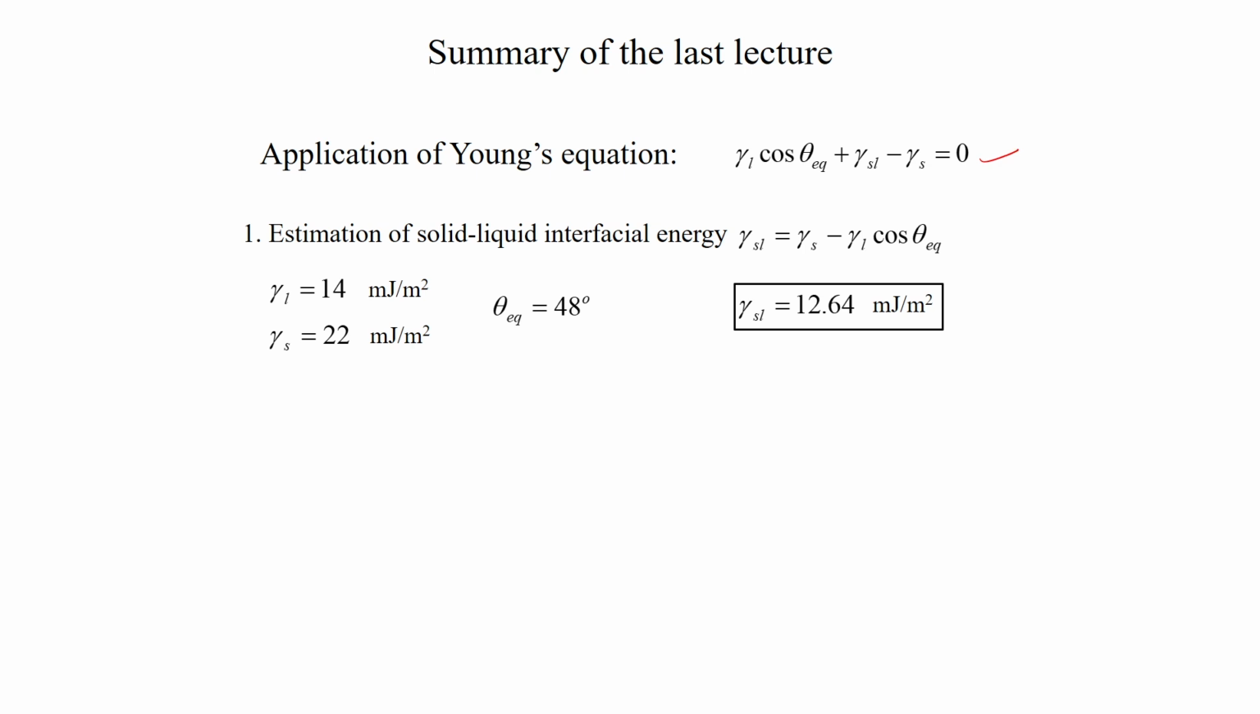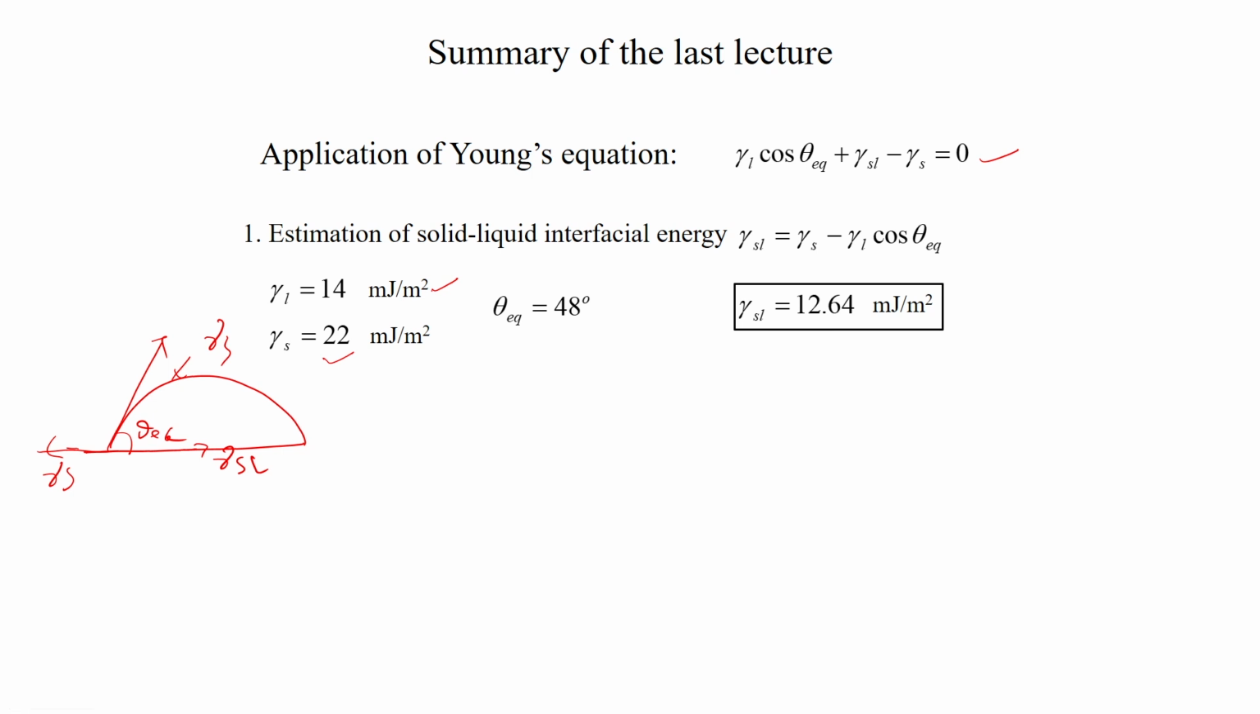So, let us take this small problem here. Let us say that gamma L is 14 millijoule per meter square and gamma S is 22 millijoule per meter square. The equilibrium contact angle is 48 degrees. So, it is like this. Here is gamma S of this surface, gamma L is of this surface, and we need to find out what gamma SL is here. This is theta, the equilibrium contact angle.